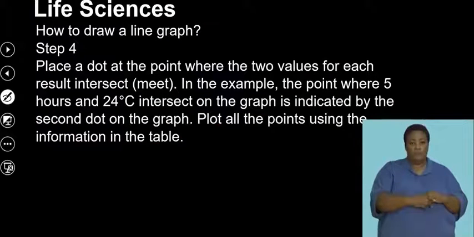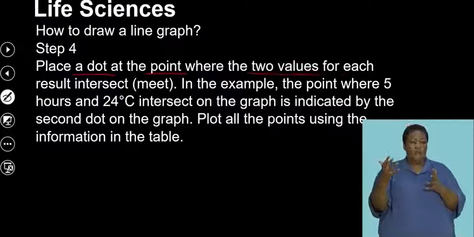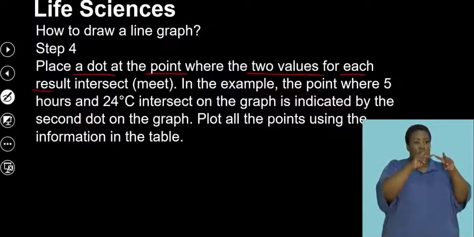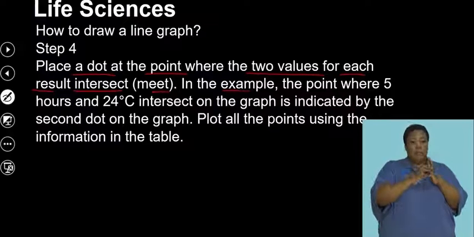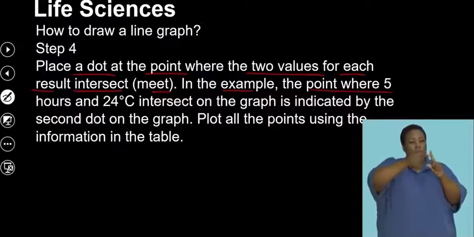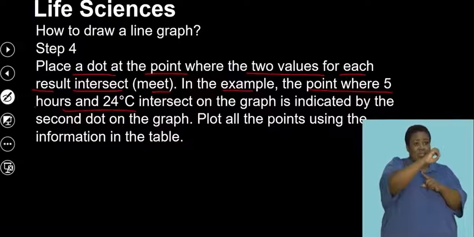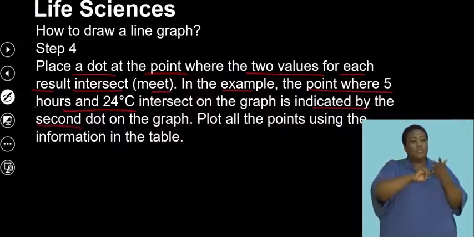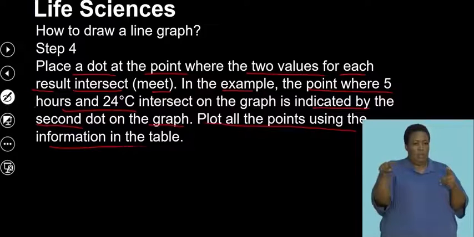So we have to have the values scaled down correctly. Let's look at step 4. How do we plot these points? So we place a dot at the point where the two values for each result intersect or meet. In the example, which is on the next slide, the point where 5 hours and 24 degrees intersect on the graph is indicated by a second dot on the graph. You've got to plot all these points using information from the table.